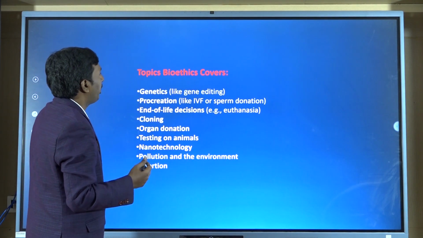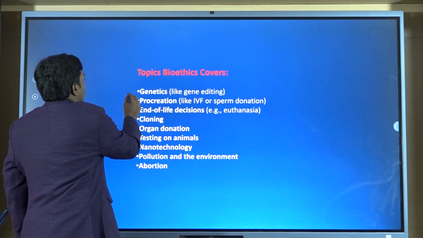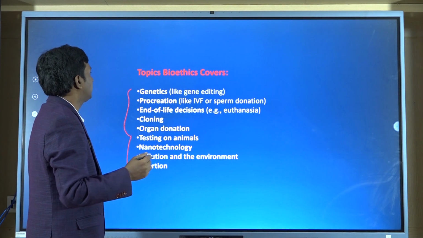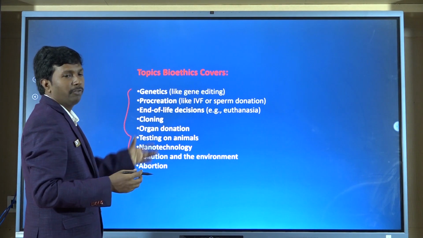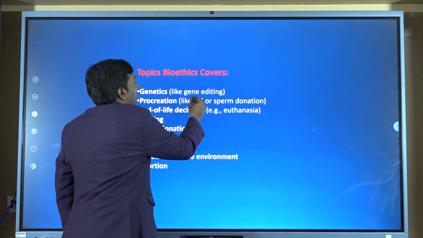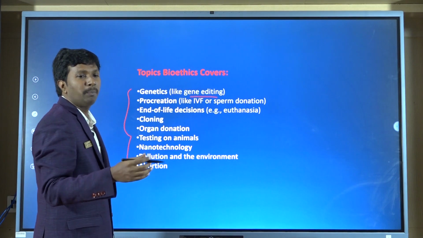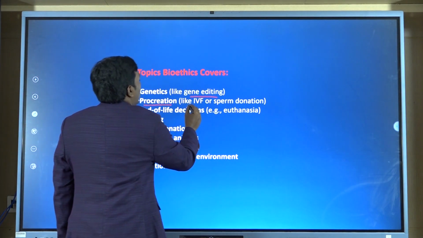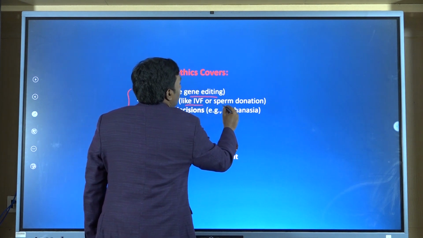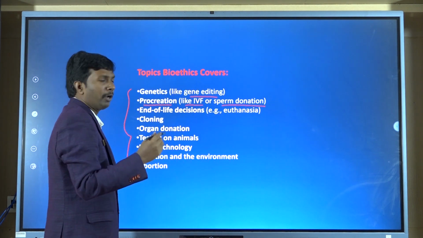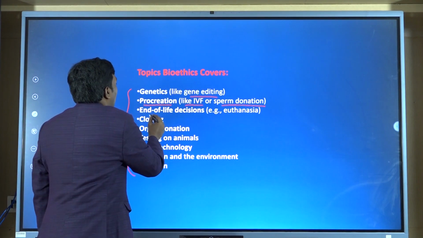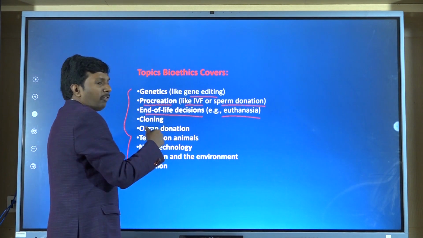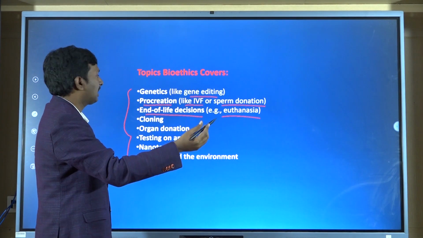Now, the topics bioethics covers. These are the different topics related to bioethics. The first one is genetics, like gene editing, changing genes in plants and animals. The next one is procreation, like IVF technology or sperm donation. This is also bioethics. And end of life decisions, for example euthanasia. Some of these points we will discuss in the coming slides.